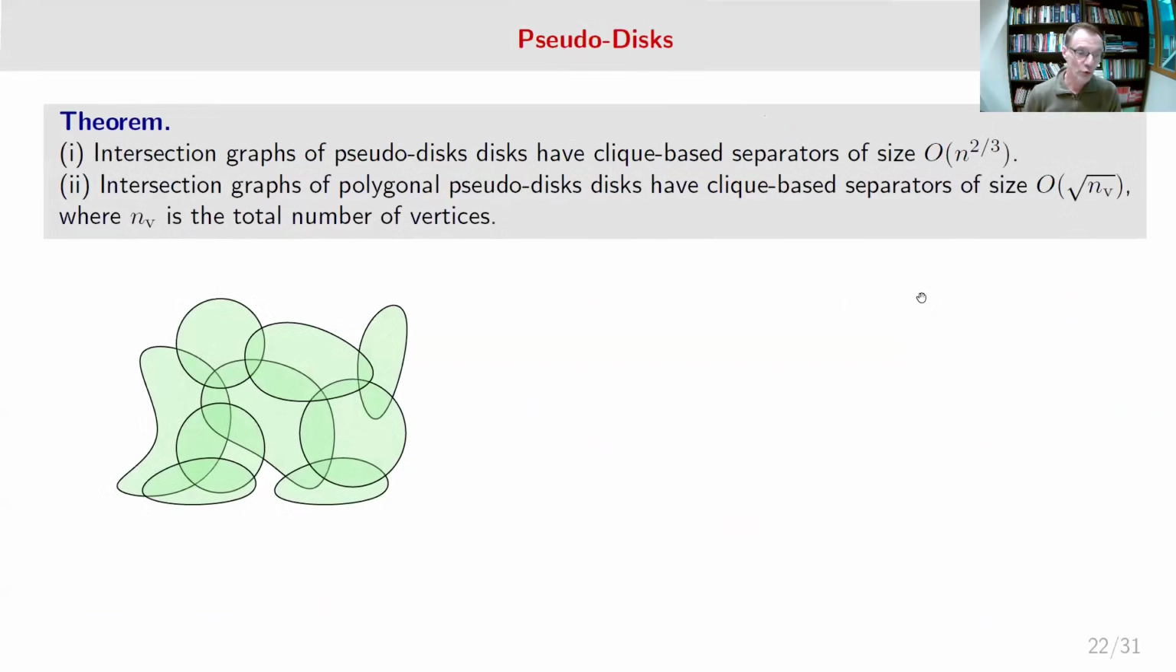Okay, two more techniques. So if you have pseudo disks, then there's a separator of size n to the 2/3. If the pseudo disks are polygonal, then there's a separator of size square root of the total number of vertices of these pseudo disks.